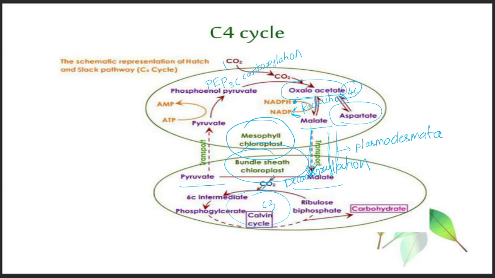So pyruvate, pyruvic acid, is formed. This is again transported to the mesophyll cell and the cycle goes on here. This pyruvic acid is converted into phosphoenol pyruvic acid in the presence of ATP. Here again 2 ATP are utilized. Total for fixation of 1 CO2, 5 ATP and 2 NADPH are utilized.